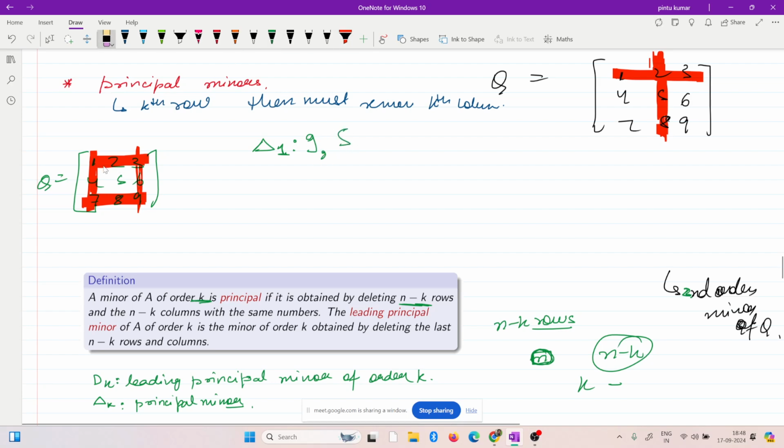The last option that you have is you don't remove the first row, you remove the second and third row and second and third column. Then you have 1 left. So these are your three first order principal minors, that is 1, 9 and 5. They are eventually the diagonal entries.